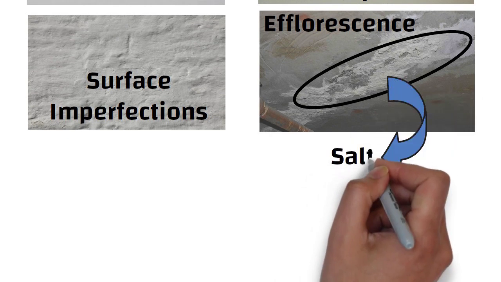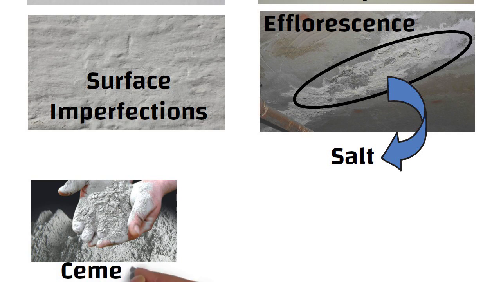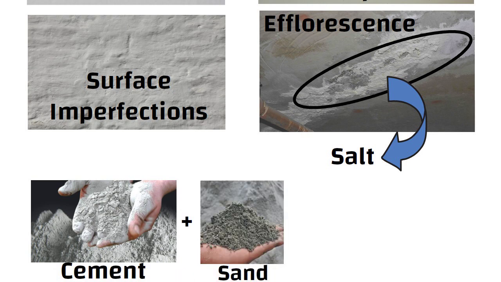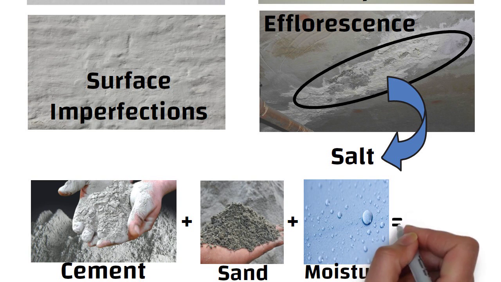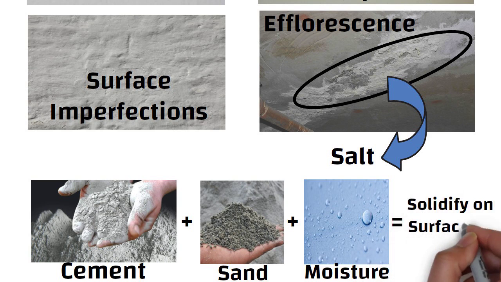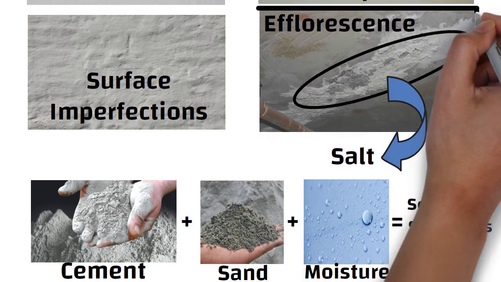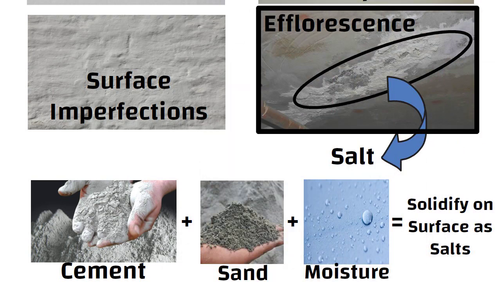It is nothing but salt. Cement and sand has salts which, after reacting with moisture in the wall or moisture in the air, solidify on the surface as salts. This is called as efflorescence.